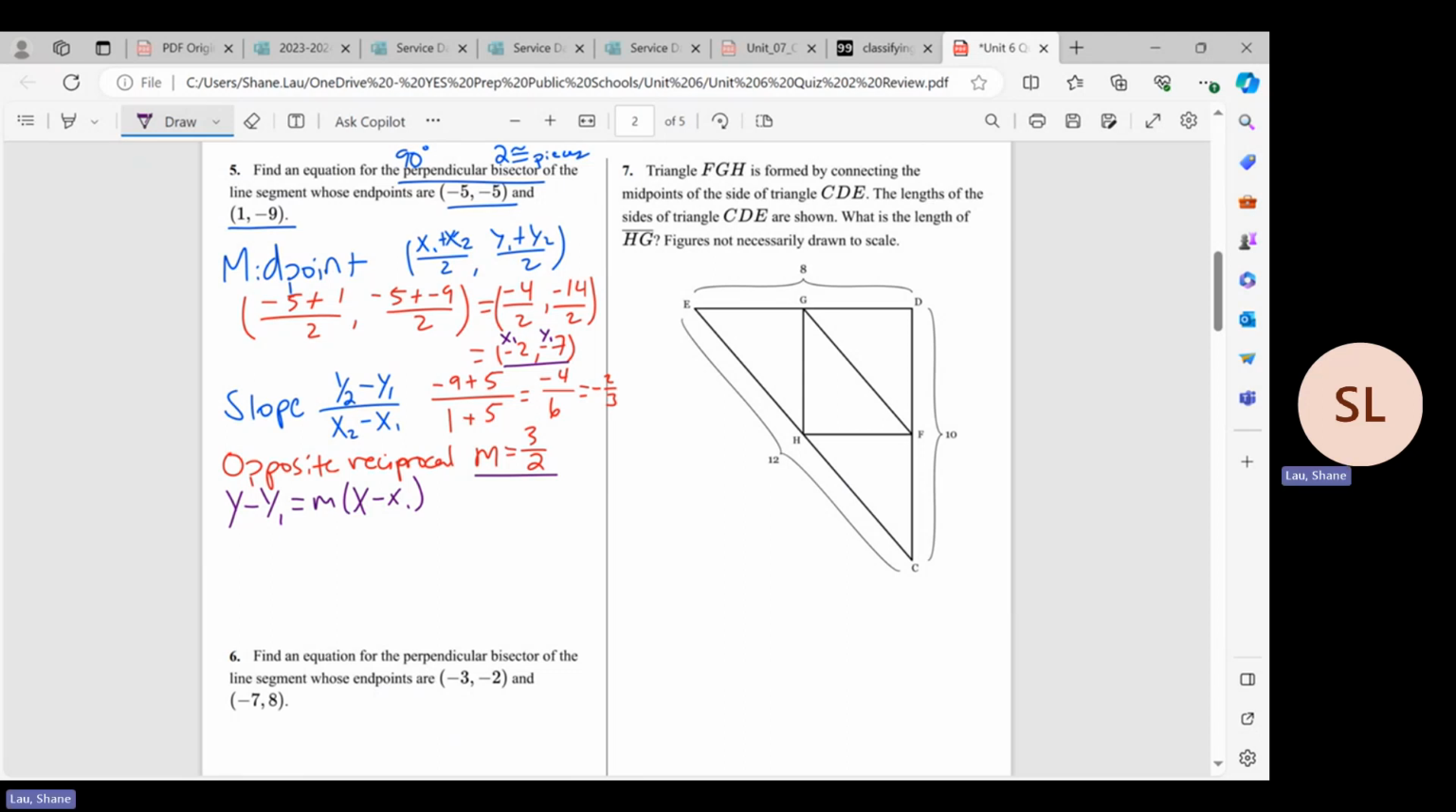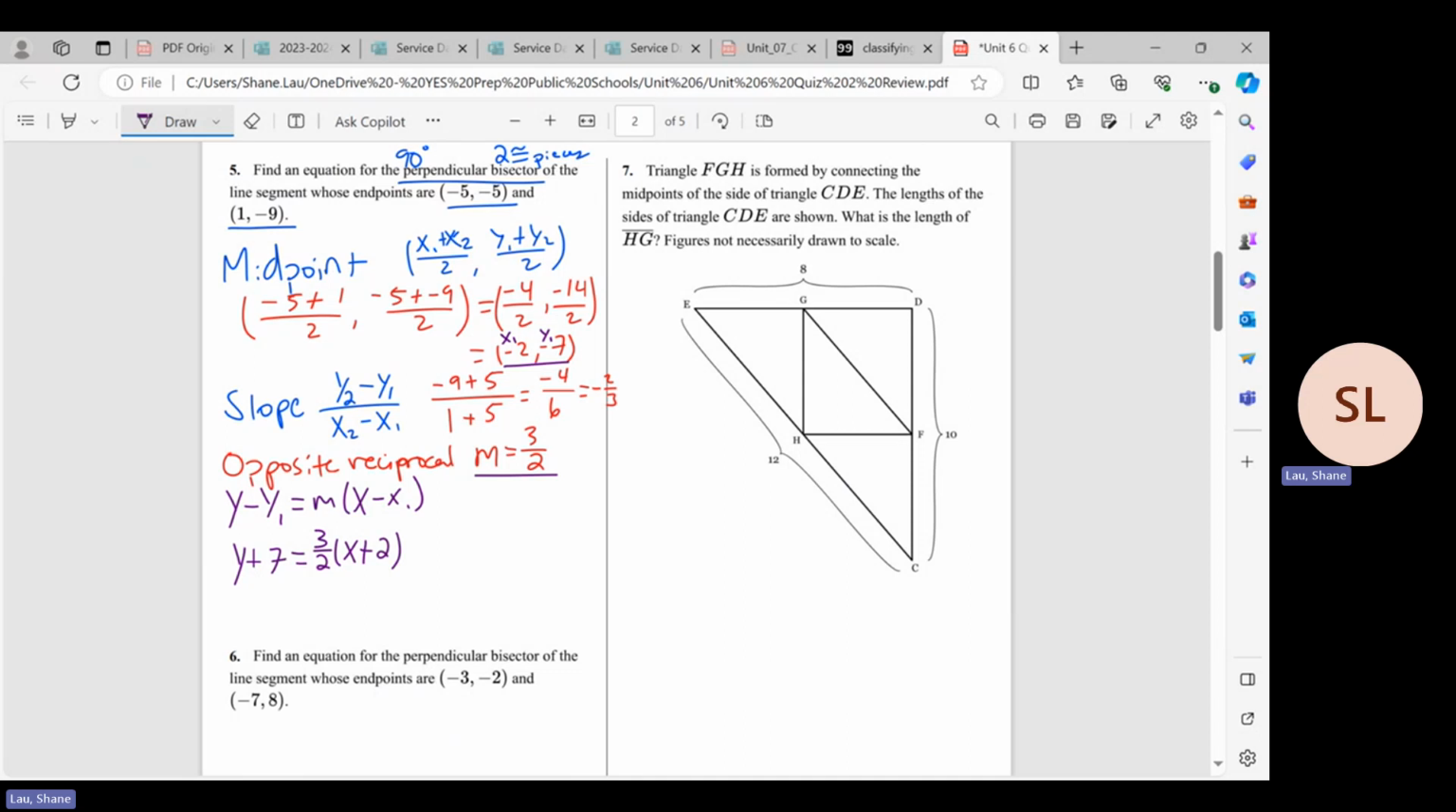So after we've done this, we're going to plug everything in. Y minus our y1 is a -7, because we already have a negative, double negative, change it to a positive 7. 3/2 times x minus our x1 was -2. Change that from that double negative, and we get this as our problem. Now, if this were me, I would accept this answer here.